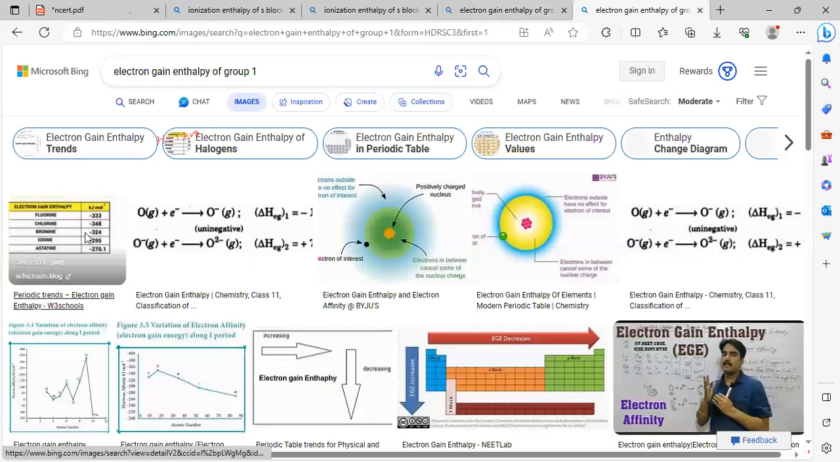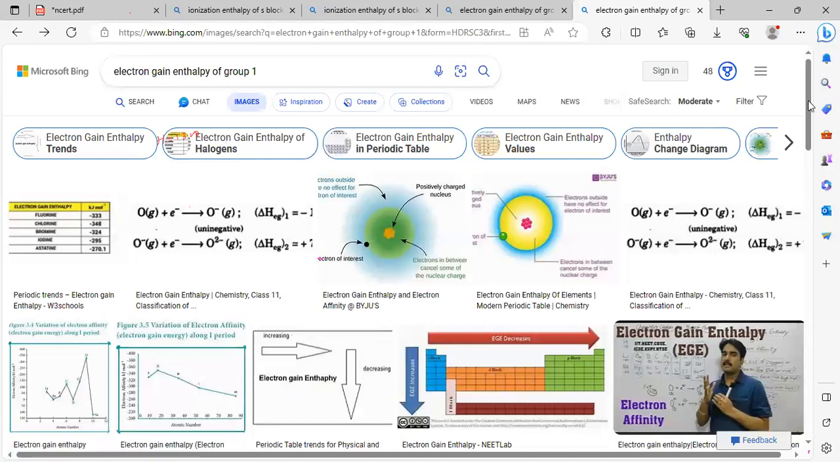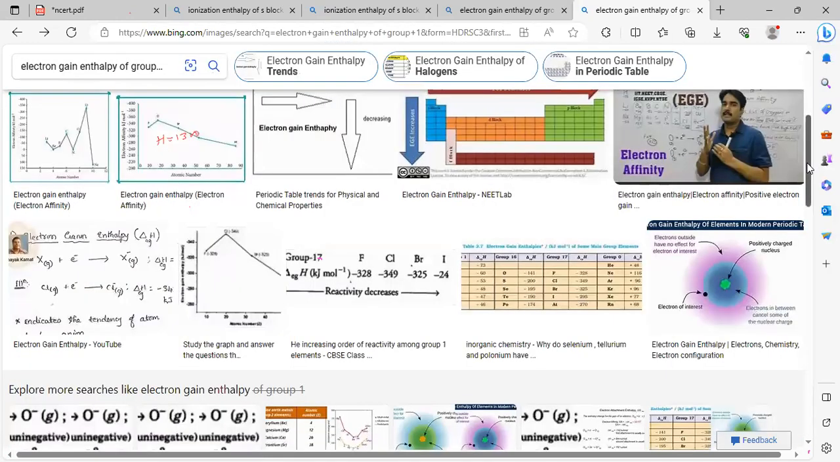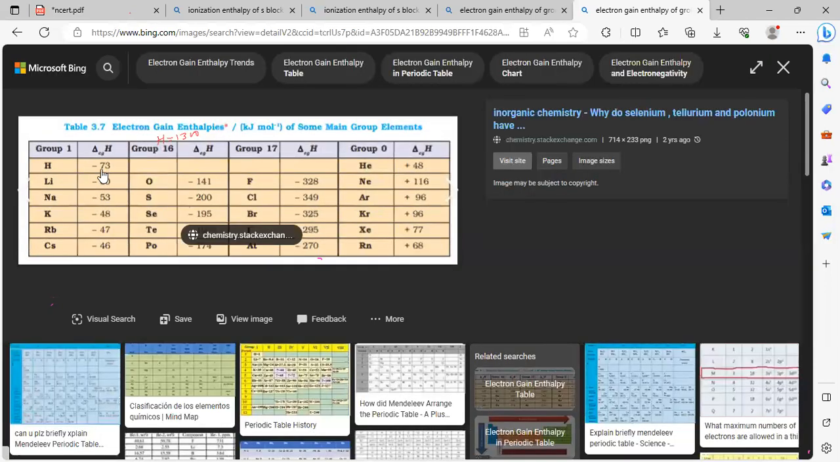See, this is not group 1. We have to see group 1. Is there anyone? No. Group 1. Wait, Sanoy, taking a little bit of time for you. You see any values there, electron gain enthalpy? See, hydrogen is how much, Sanoy? Here, see, minus 76. Visible to you? Yes, sir. But here you see, lithium is how much? Minus 60.